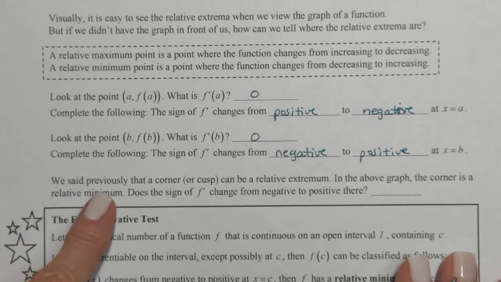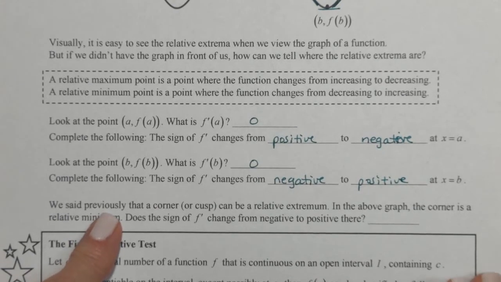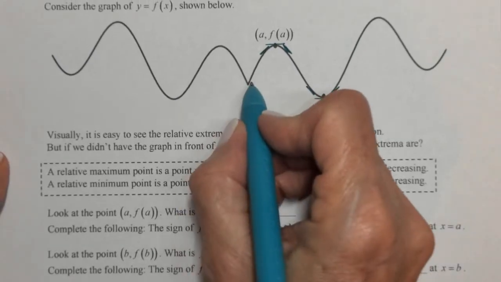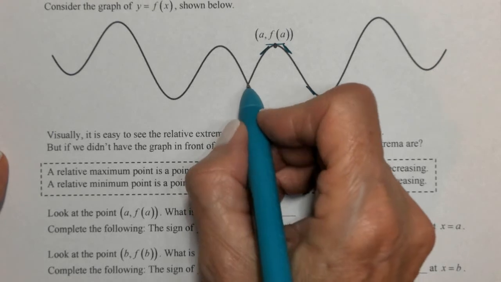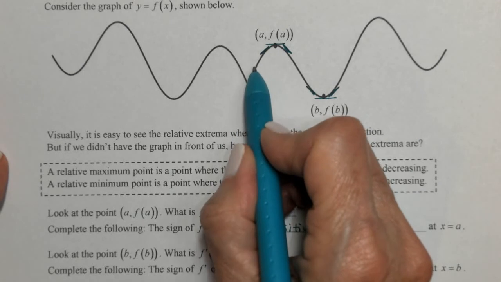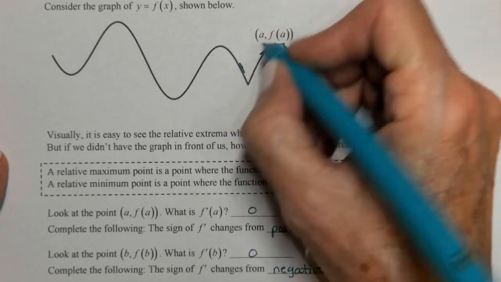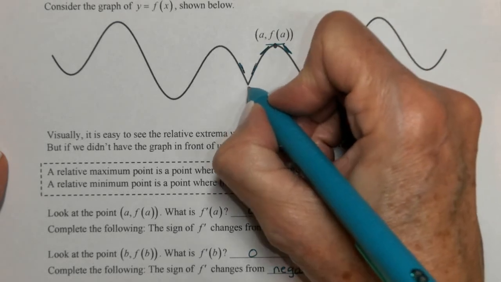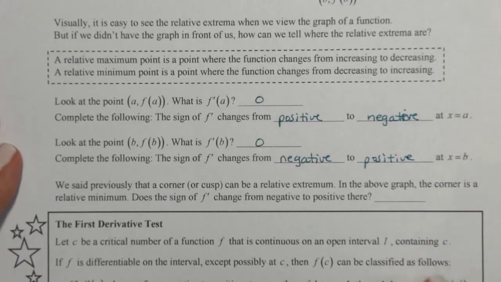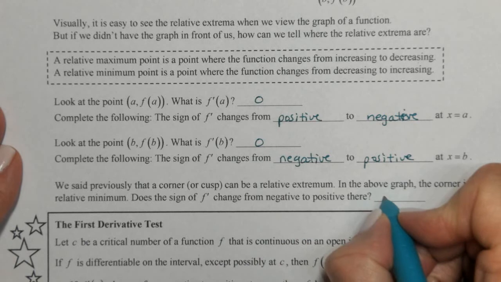We said previously that a corner or cusp can be a relative extremum. In this above graph, this corner is a relative minimum for two reasons. We're going from decreasing to increasing, and because the slope on the left is negative, the slope on the right is positive, and this point does exist. The point does exist. So does the sign change from negative to positive? Yes, it sure does.